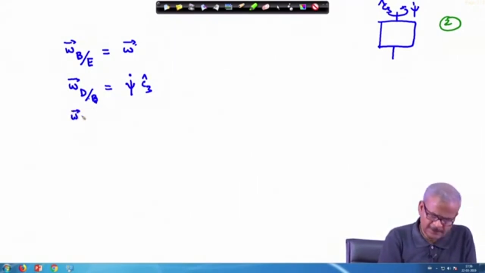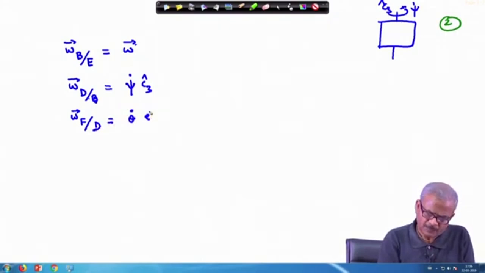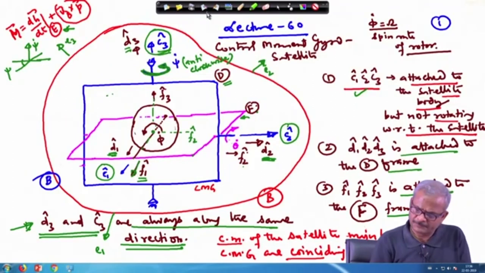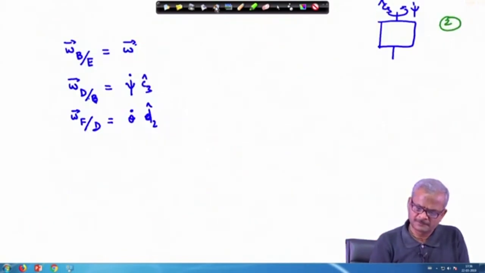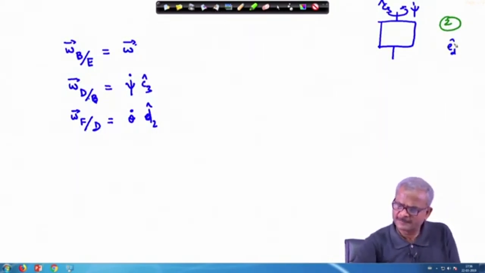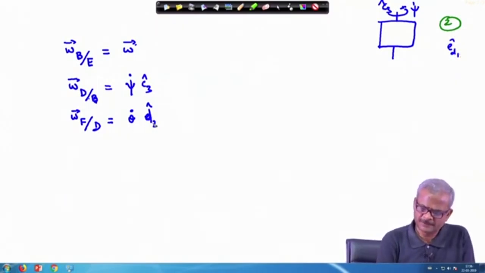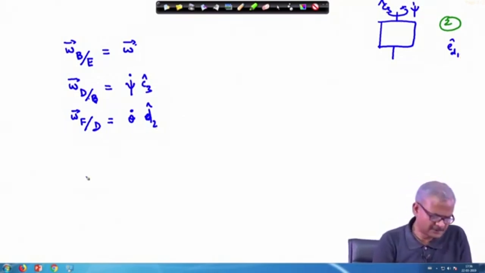Okay. Thereafter, the angular velocity of the f frame with respect to the d frame will be theta dot times d 2 cap, which I have shown here. Okay. Theta dot here is in this direction, multiplied by the corresponding unit vector. I am not using the notation e d cap and something like that, because again we have to carry so many subscripts and other things.